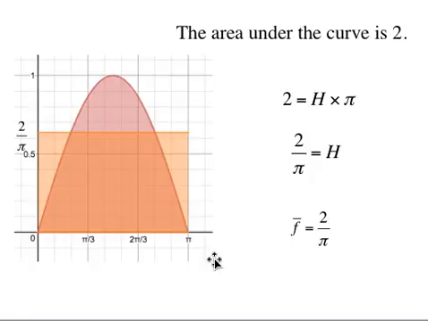So let's look at a formula that we can use to determine the average value of a function. So we're starting with this. We know the area under the curve is the same as the area of the rectangle, and the height of the rectangle is the average value. So the area under the curve is the integral from a to b of f of x dx for a function f on the interval from a to b.